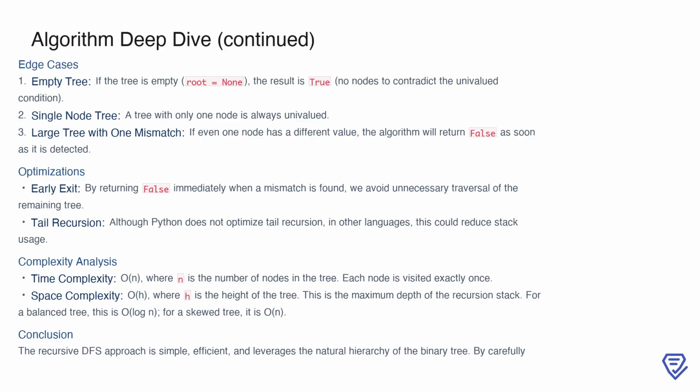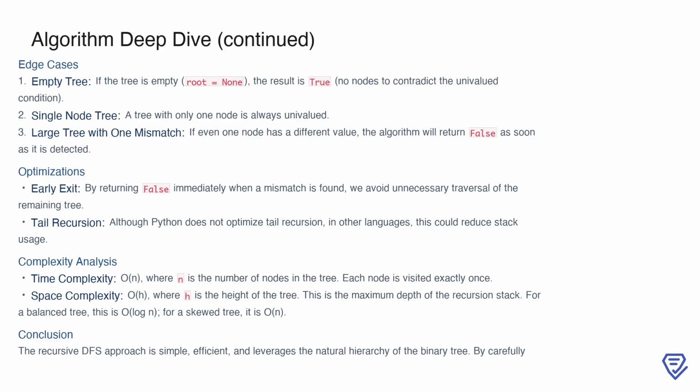Second, a tree with only one node is always univalued since there's only one value present. The third edge case is a large tree that contains just one mismatch. Here, the algorithm is designed to detect the mismatch early and return false immediately, avoiding unnecessary traversal of the rest of the tree. To optimize performance, this early exit mechanism is crucial.